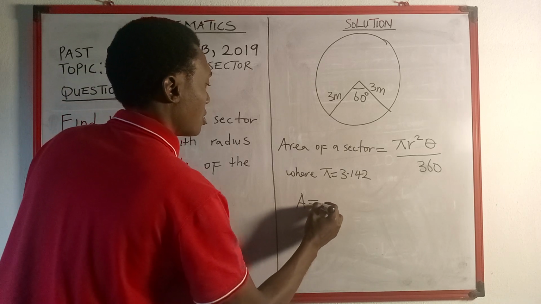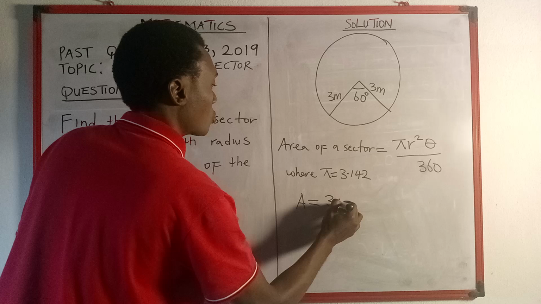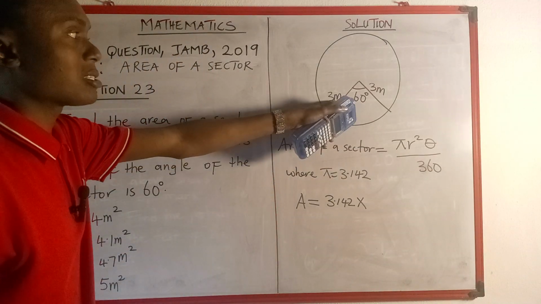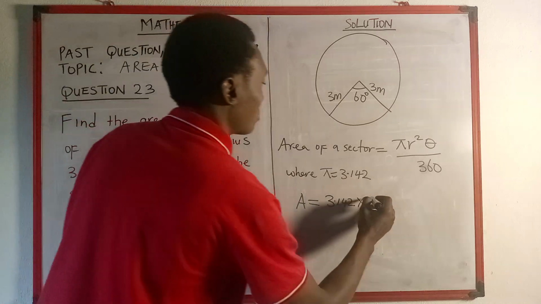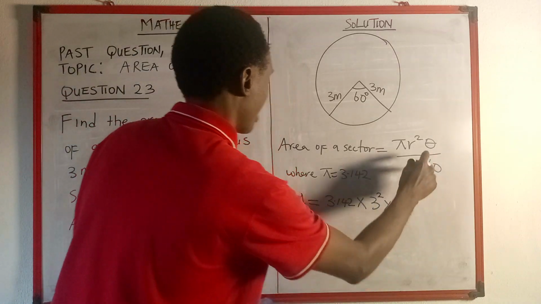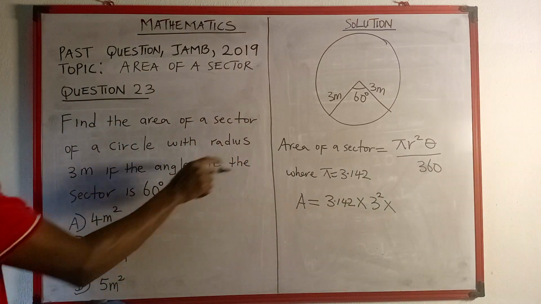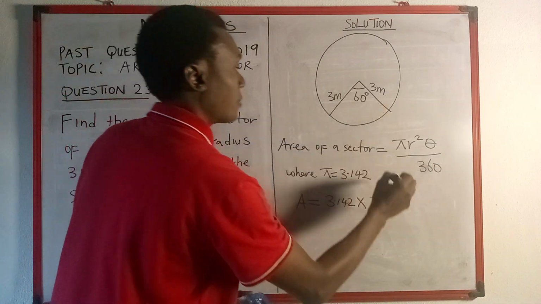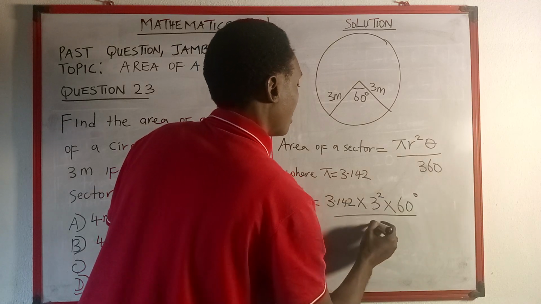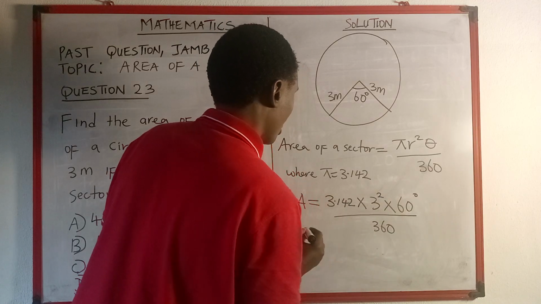Area A is pi, which is 3.142, times, what's my radius? My radius is 3 meters, which was given in the question. 3 squared times, what's my theta? My theta is 60 degrees, which is the angle itself, 60 degrees over 360.